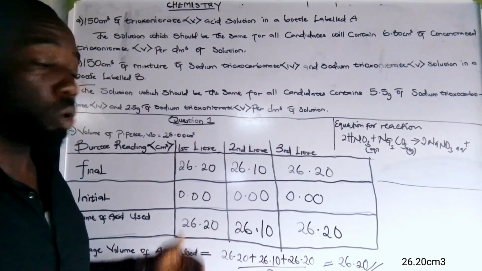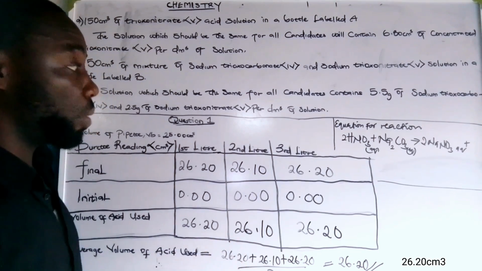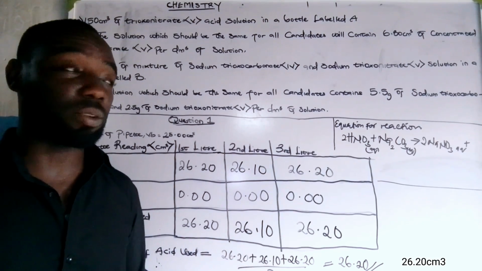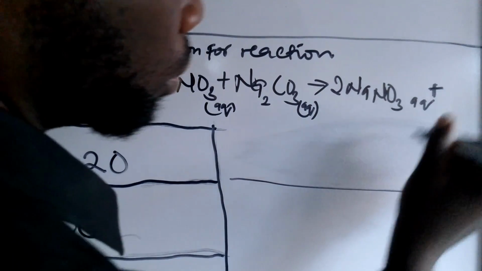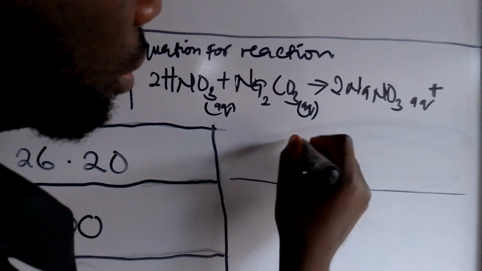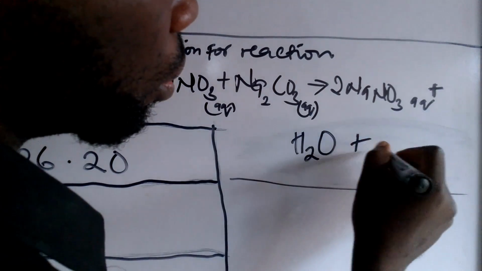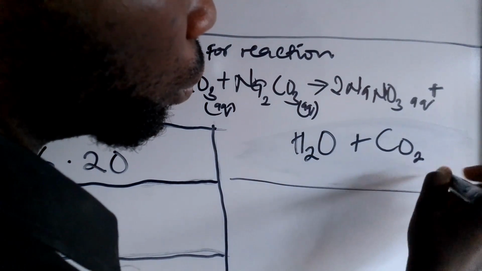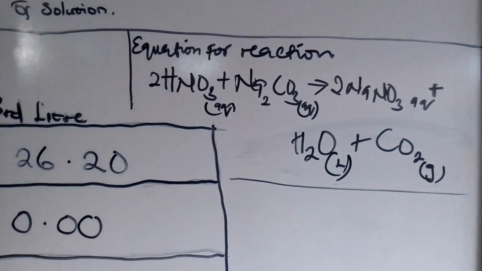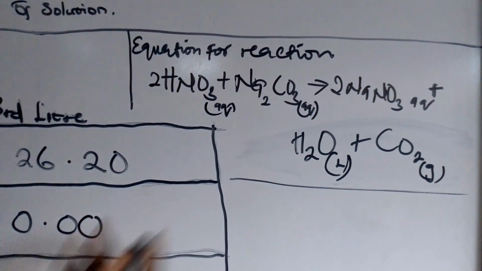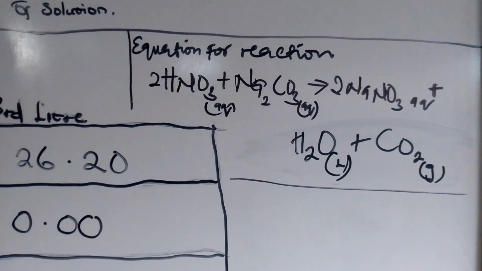So let us continue on other possible questions that you will likely see on this particular titration. Then we now have H2O plus CO2. So this is our equation for the reaction. Take note.